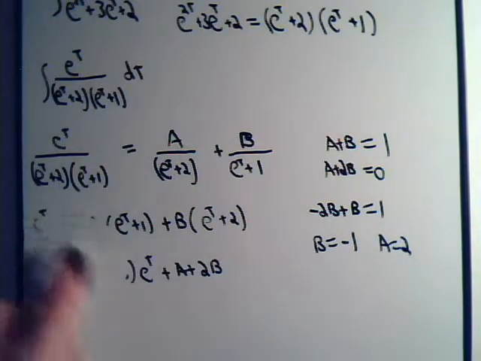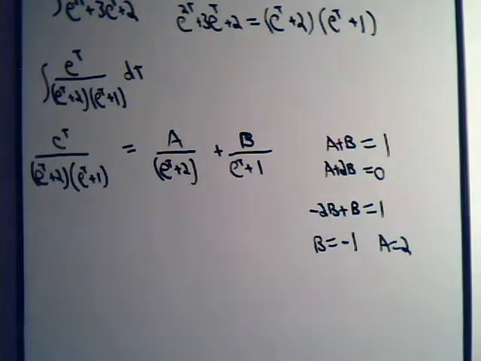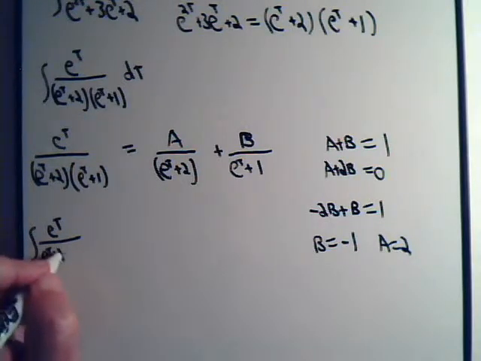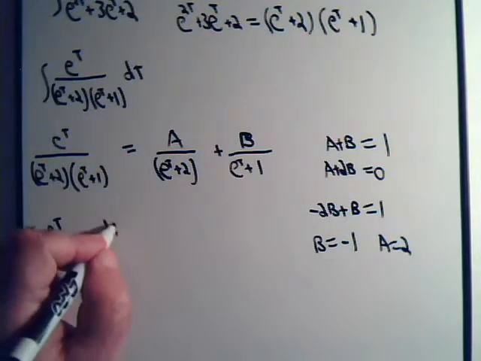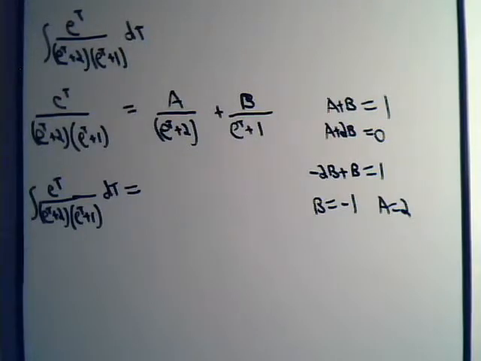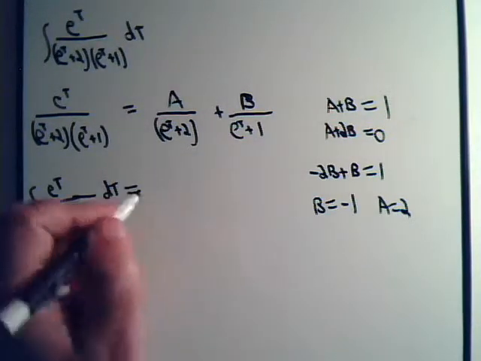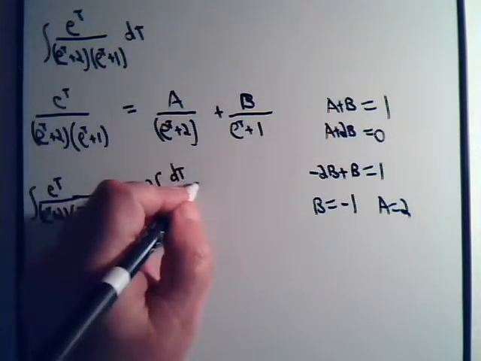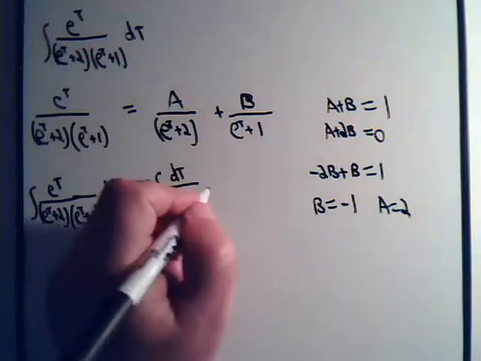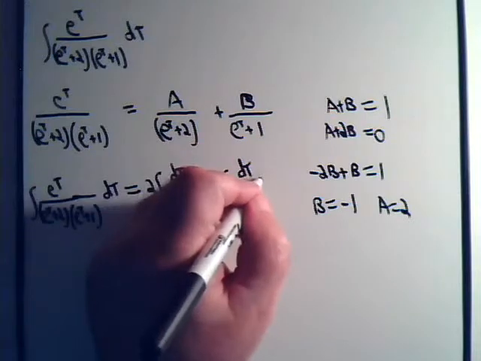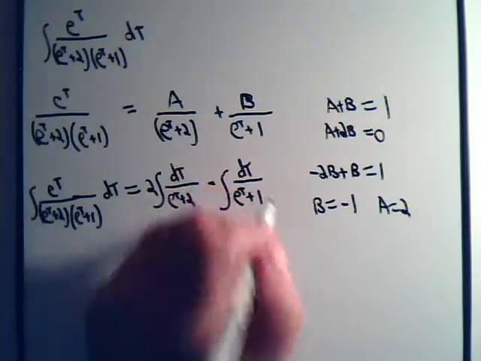So let's make some space here. And our integral here, e to the t divided by e to the t plus 2, e to the t plus 1 dt, will equal, A is equal to 2, so that would be 2 times the integral of dt divided by e to the t plus 2, and then B is minus 1, so we're going to have minus the integral of dt over e to the t plus 1.